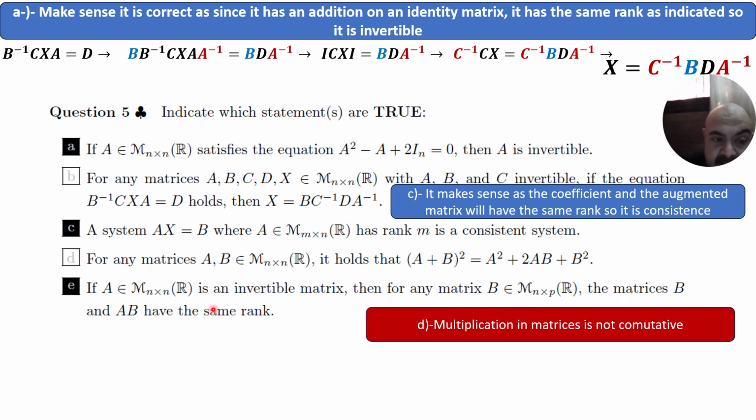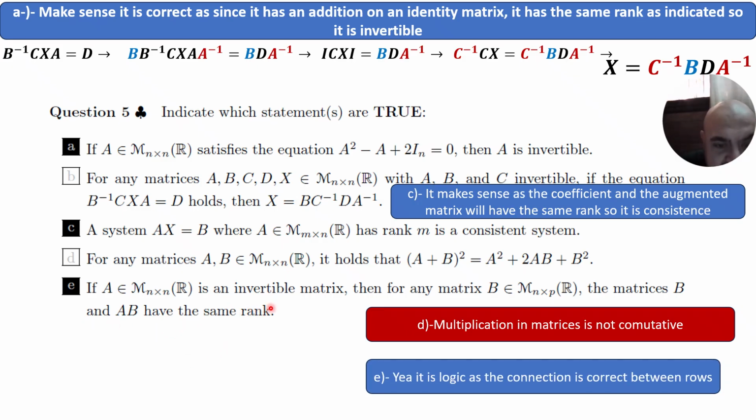A belongs to the n by n matrices and it is an invertible matrix, then for any B, the matrix B and the matrix AB have the same rank. Yes, it's completely true and it is direct. It's logical. So in order to do this, the matrix B will be with the dimension of the result matrix. As you can see, the questions are accessible, yet they need concentration and a very good understanding of everything.